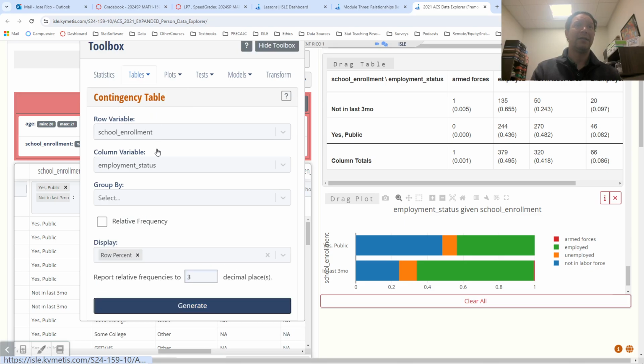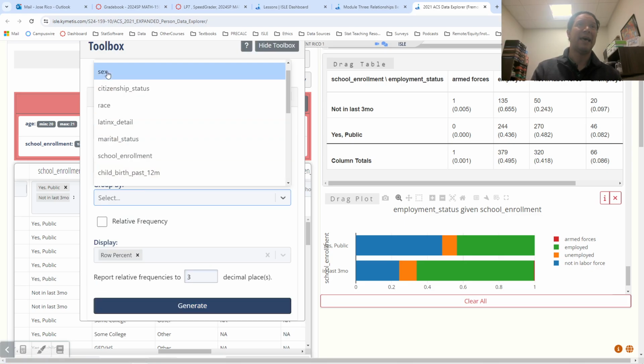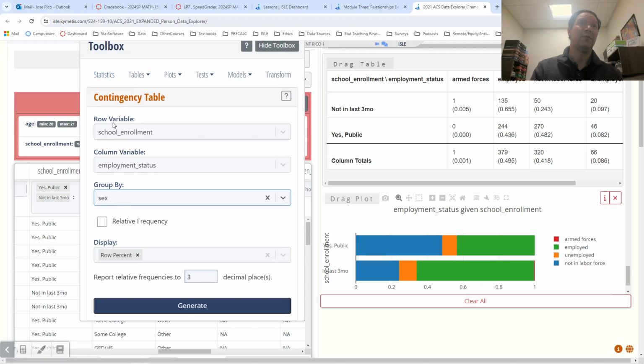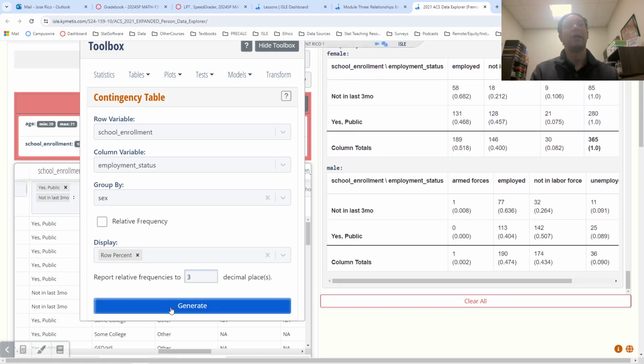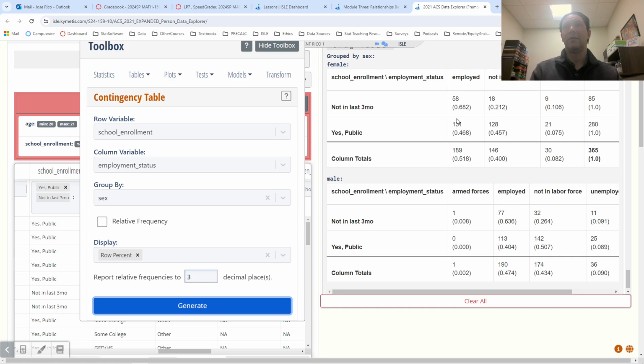So I'm going to go back to the contingency table. I'm going to add in sex here. So now I've got three variables: explanatory, response, explanatory. I'm going to generate. And when I get this, what I can see here is, I don't want to filter employed. I want to know what percent of those females that are not in school were employed? What percent of those females who were in school were employed? What percent of males not in school were employed? What percent of males that were in school were employed? Those are the numbers that I want.